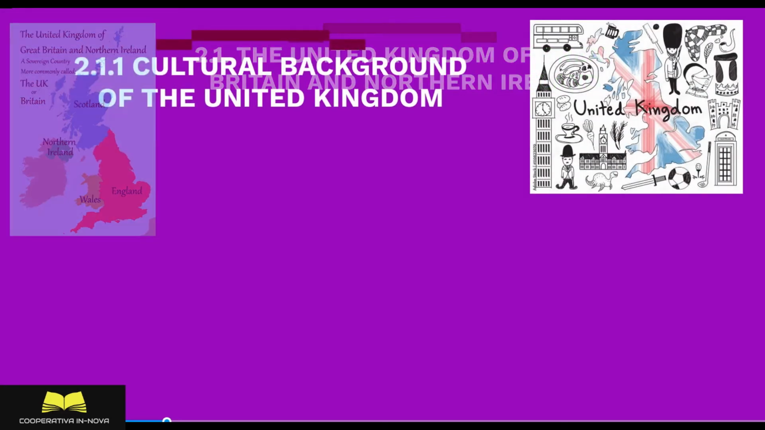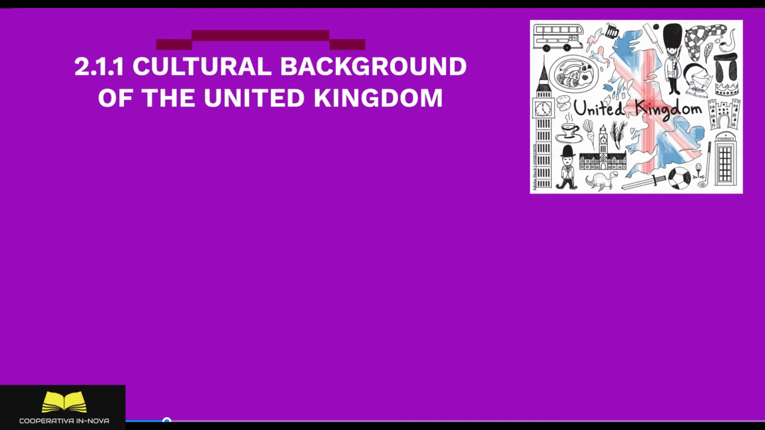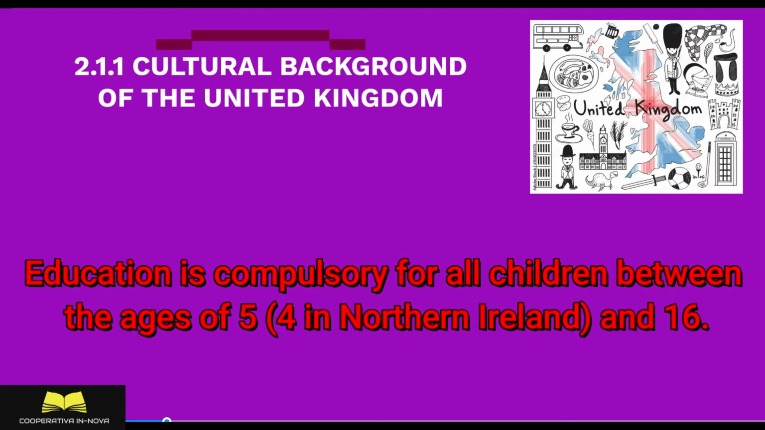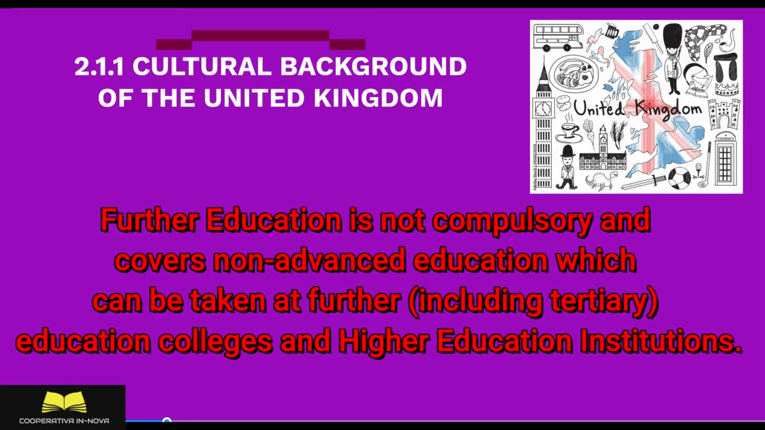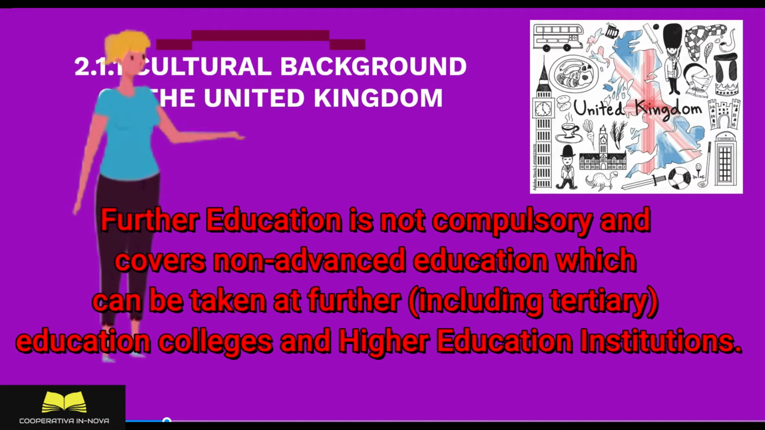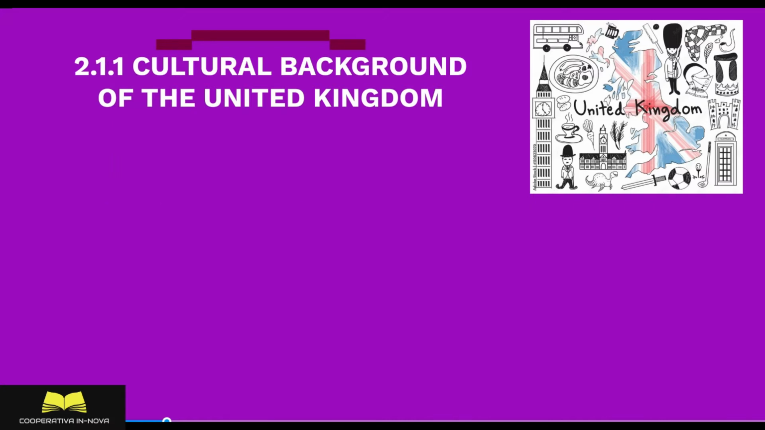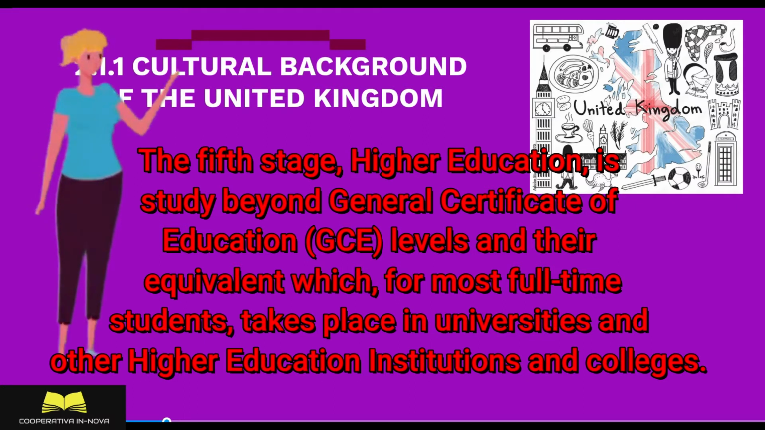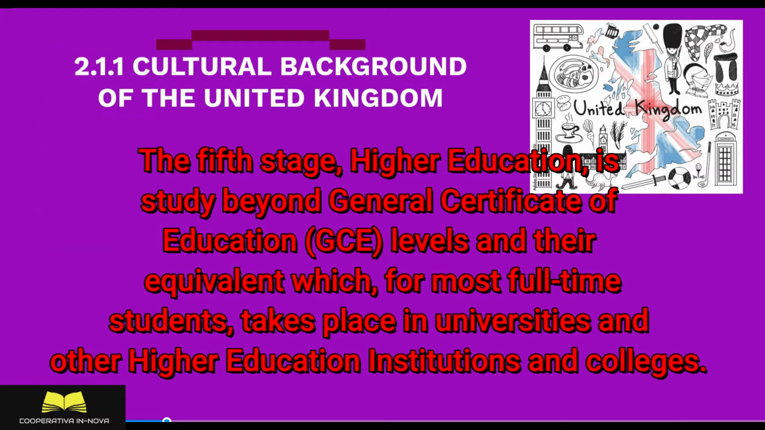2.1.1 Cultural background of the United Kingdom. A. Education. Across the UK, there are 5 stages of education: early years, primary, secondary, further education and higher education. Education is compulsory for all children between the ages of 5, or 4 in Northern Ireland, and 16. Further education is not compulsory and covers non-advanced education which can be taken at further, including tertiary education colleges and higher education institutions. The fifth stage, higher education, is studied beyond General Certificate of Education (GCE) levels and their equivalent, which, for most full-time students, takes place in universities and other higher education institutions and colleges.